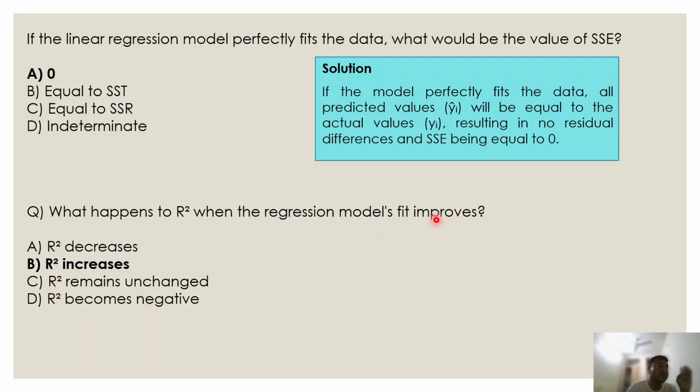R square will increase. Here R square ranges between 0 and 1. If the value of R square for whatever model you train is reaching towards 0, it means your model is not good. If it is reaching towards 1, it means your model is good. So if your model improves, that means you are reaching towards 1, which means your R square value is going to increase.